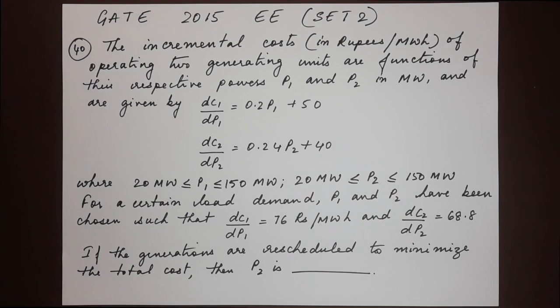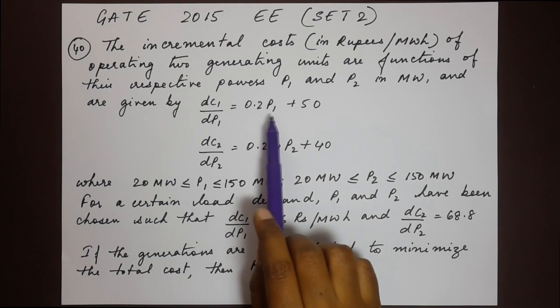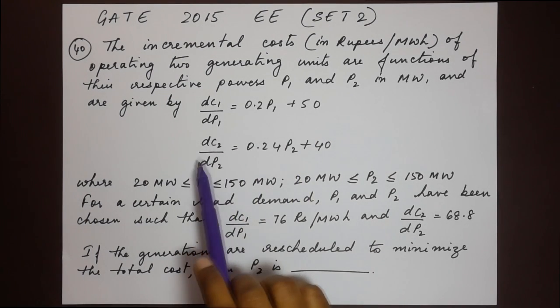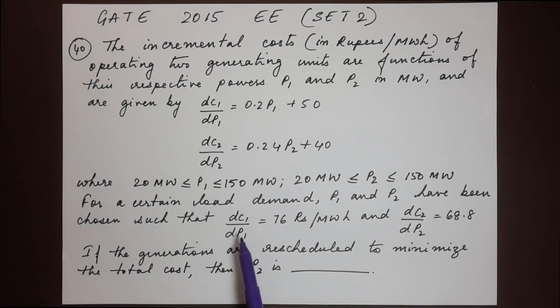Okay. Now, for the first step, let's utilize the incremental cost given. We have two equations here. dC1/dP1 equals 0.2 P1 plus 50. dC2/dP2 equals 0.24 P2 plus 40. And we also have the amounts given here for rupees per megawatt hour. Let's equate both of these pairs of equations and find out the values of P1 and P2. That's the first step. I'll write it down here.